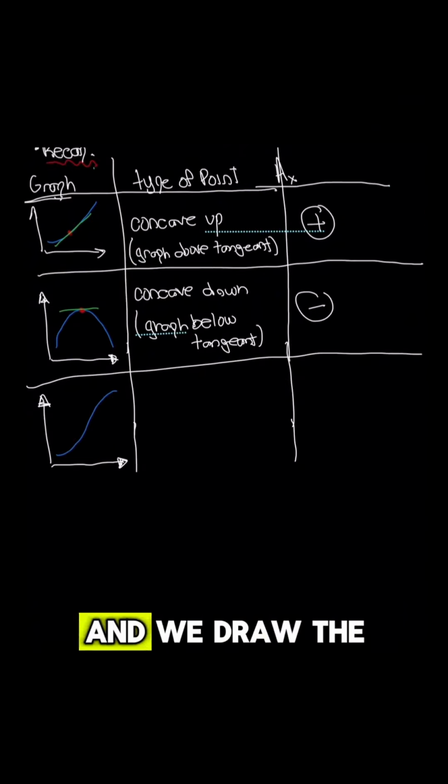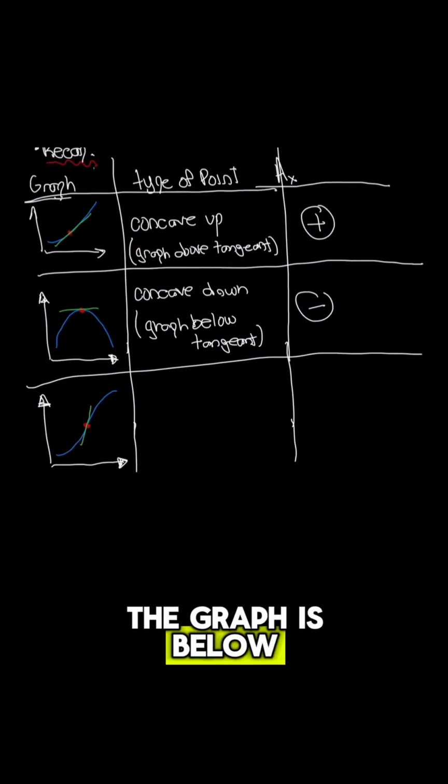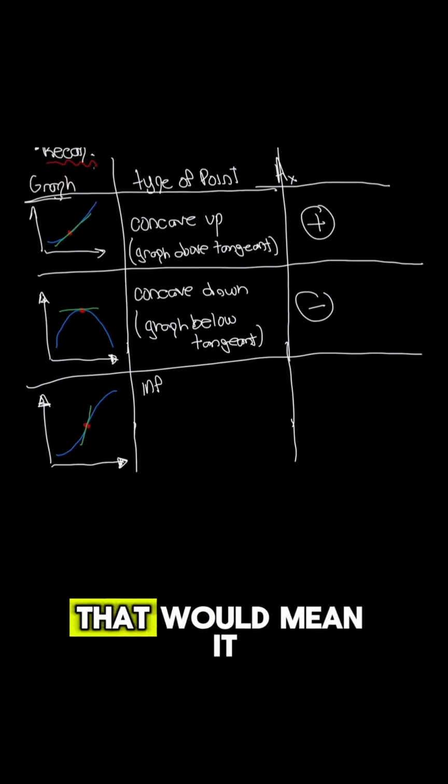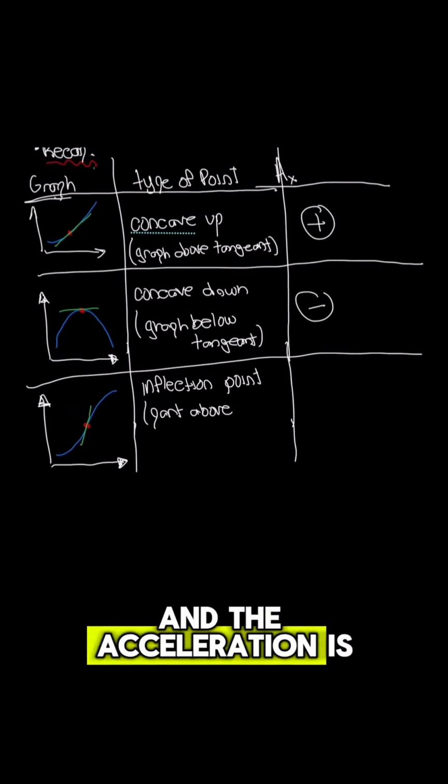If the graph looks like this and we draw the tangent and part of the graph is below the tangent and part of the graph is above the tangent, that would mean it is an inflection point and the acceleration is equal to 0.